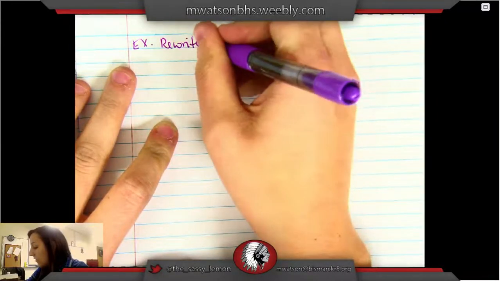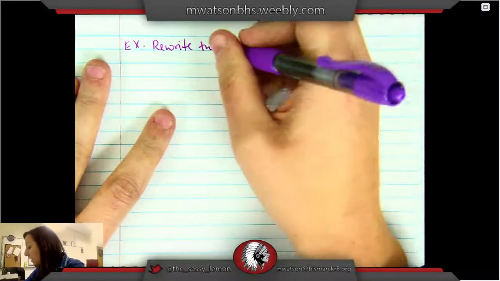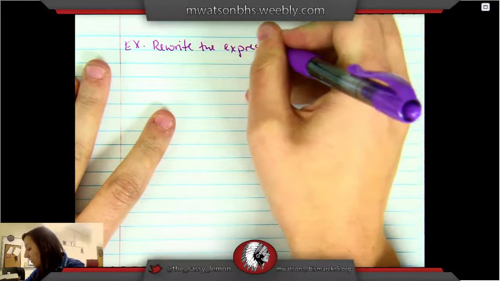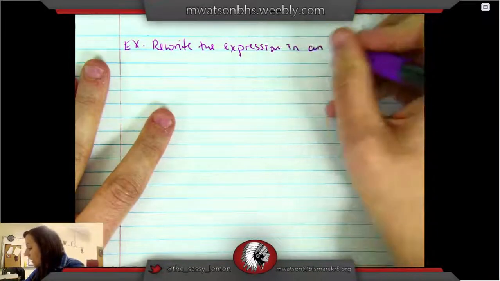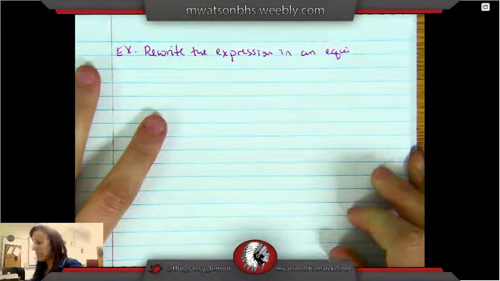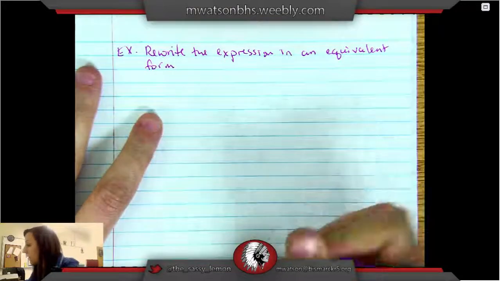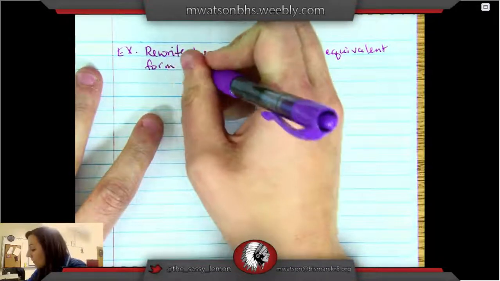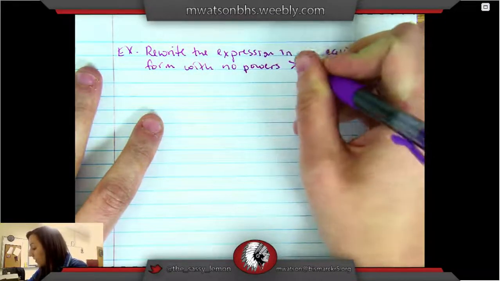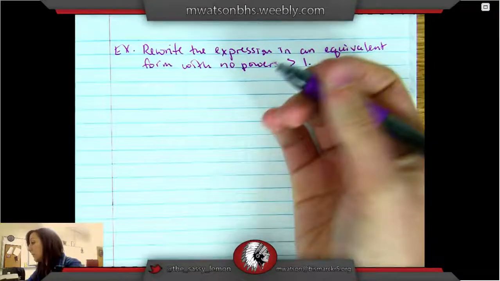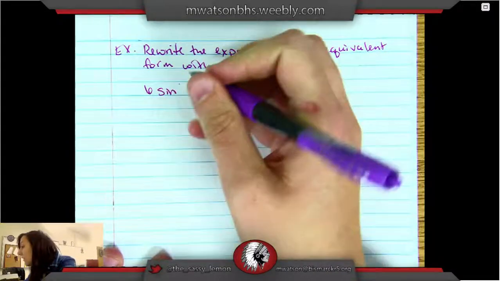And I do want you to write these instructions because on the test this is what you'll see. So rewrite the expression in an equivalent form with no powers greater than 1. And I'm going to give you 6 sine to the 4th x.